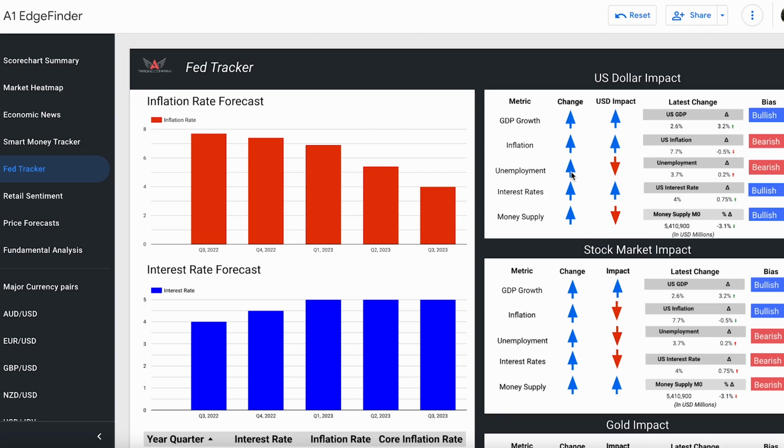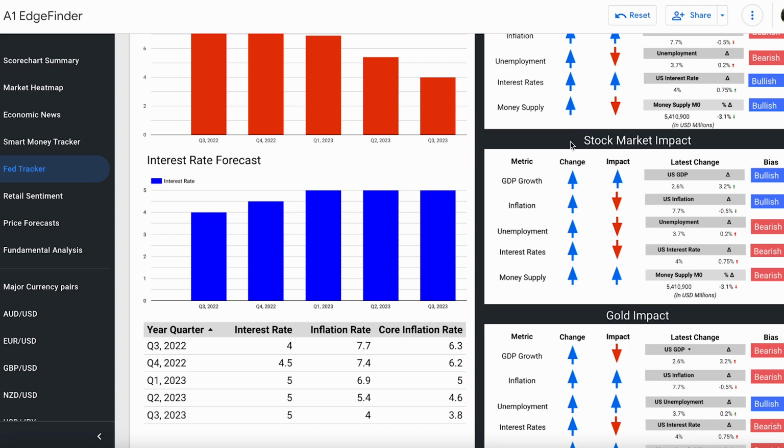Unemployment, on the other hand, more people unemployed means that less money is being spent, less money for the economy. So, of course, higher unemployment, less people with money, that is a bad thing for currency strength. Currently sitting at 3.7% unemployment, which is looking bearish. And lastly, money supply, same thing. Higher money supply is worse for dollar strength. But right now, it's not too bad, seeing it as bullish.